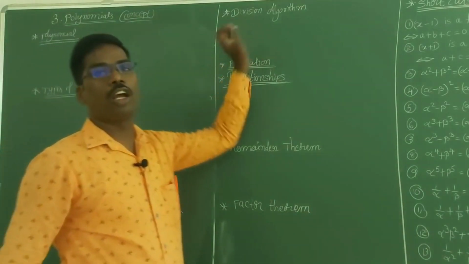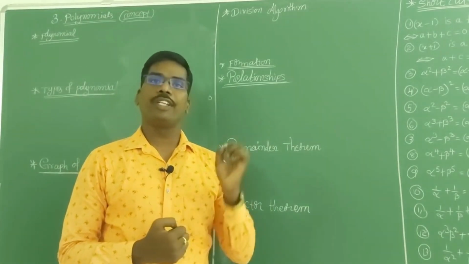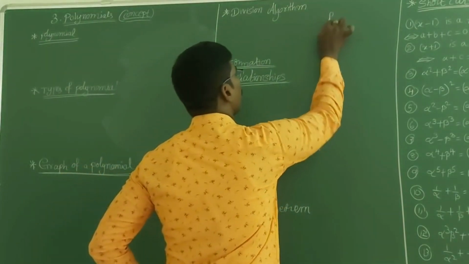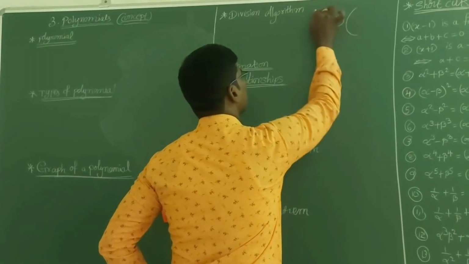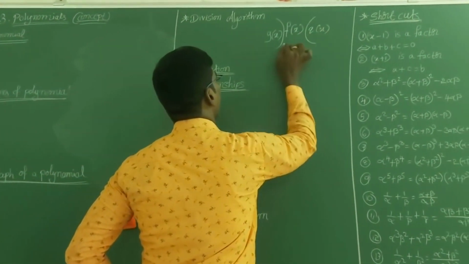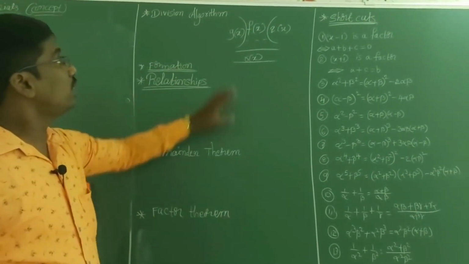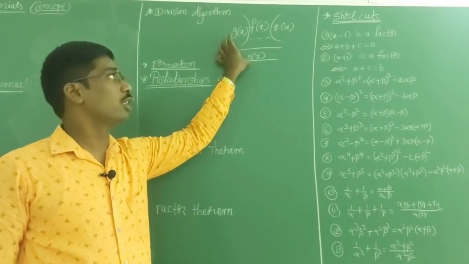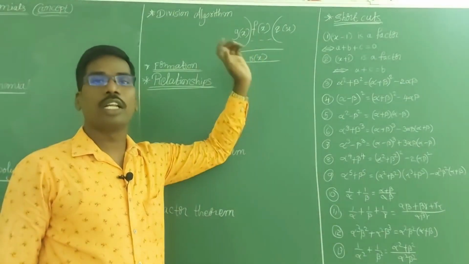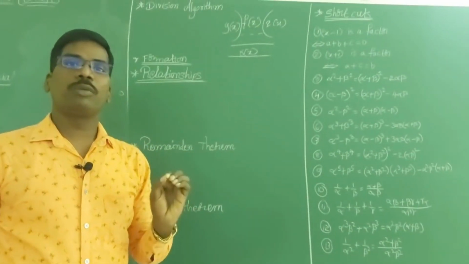Next, division algorithm. If f of x and g of x are non-zero polynomials and q of x and r of x are any polynomials, then if f of x is divided by g of x, we will get quotient q of x and r of x as the remainder. This is called the division algorithm. So this can be written as dividend is equal to divisor into quotient plus remainder.